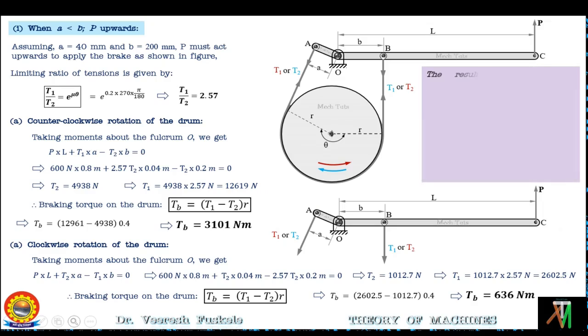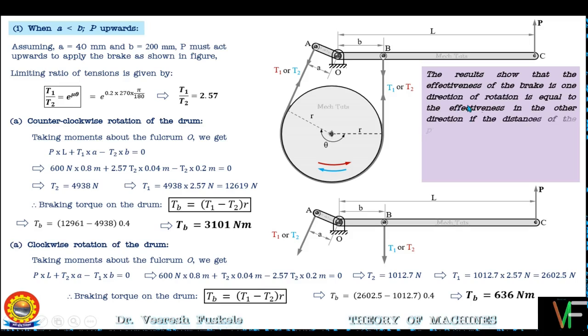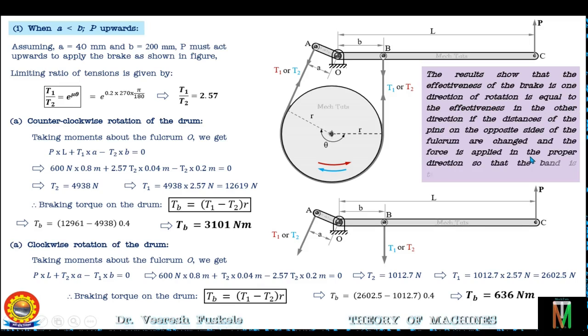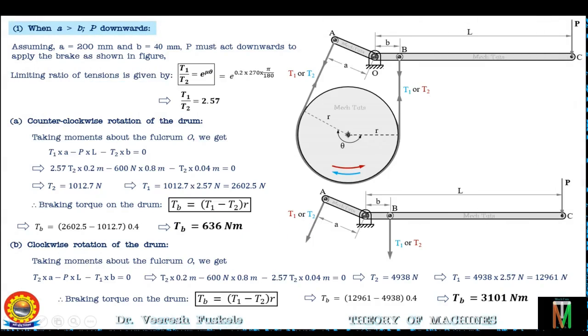So we observe here that the results show that effectiveness of the brake in one direction of rotation is equal to the effectiveness of the other if the distances of the pins on the opposite sides of the fulcrum are changed. That is when A becomes B and B becomes A, and the force is applied in the proper direction so that the band is tightened. This means that the effectiveness of brake in one direction, in this case the counterclockwise direction, is equal to the effectiveness in the other direction. That means in the clockwise direction when the values of A and B are changed.